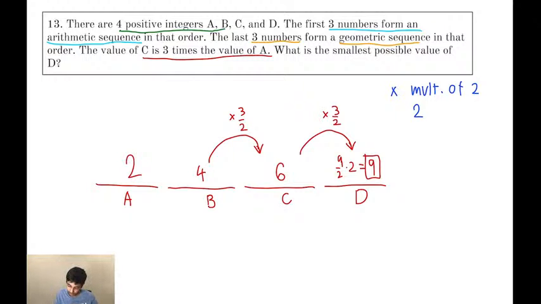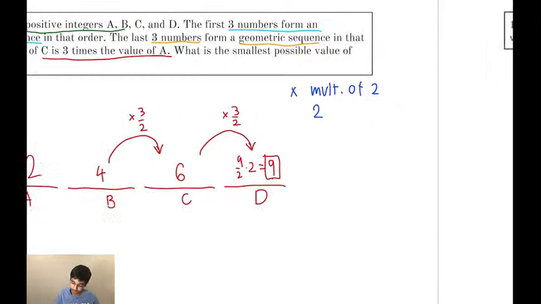So 2, 4, 6, 9. Okay, so now we can just verify that 2, 4, and 6 form an arithmetic sequence, 4, 6, and 9 form a geometric sequence with ratio of 3 halves, and 6 is 3 times 2, so our answer is correct. So 9 is correct. And that can be good to check your work. Not sure if that would be worth it under the time conditions, but if you want to check your work, this would be an easy way to do so.